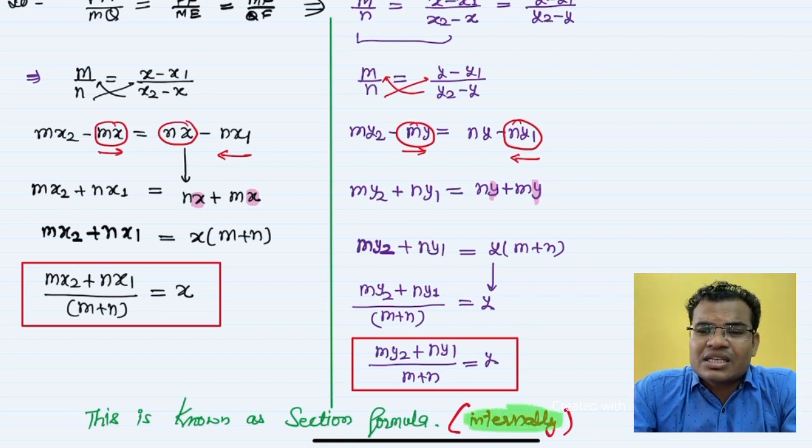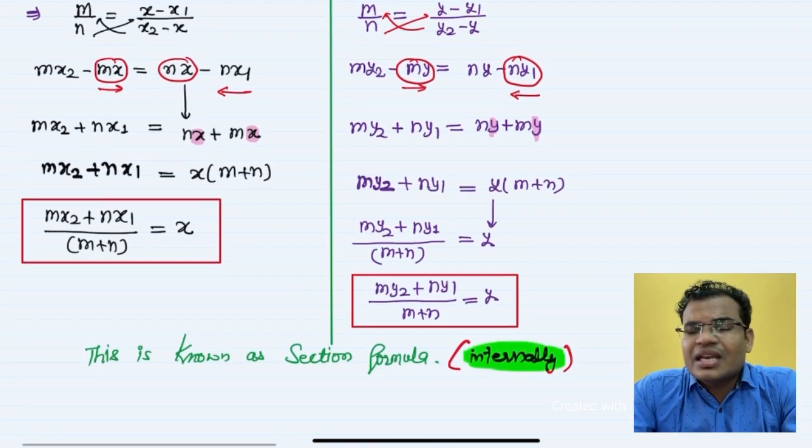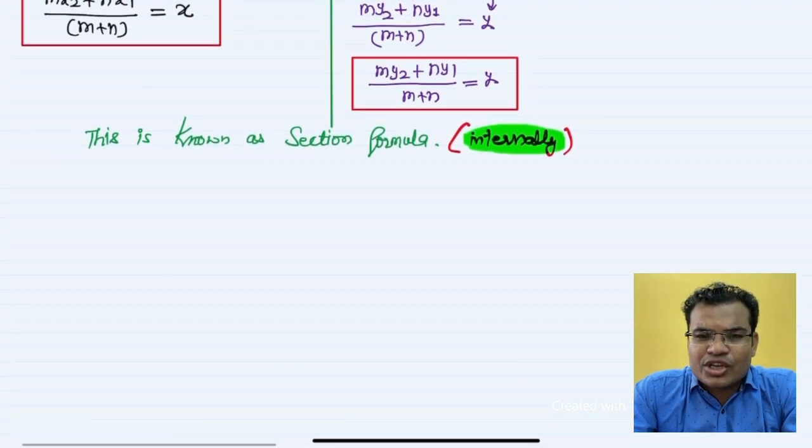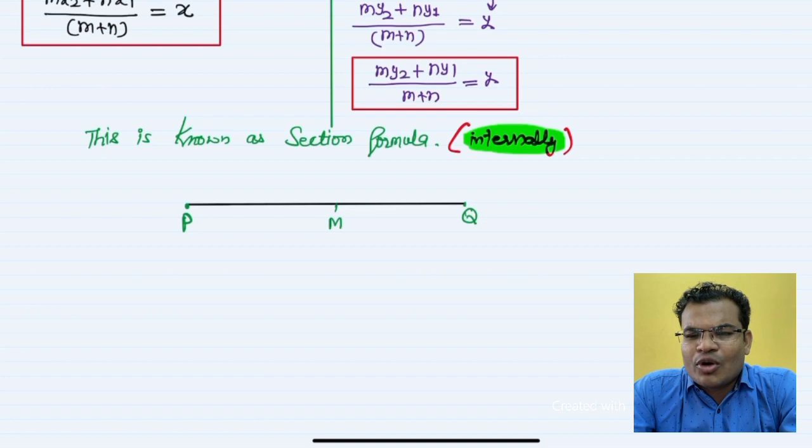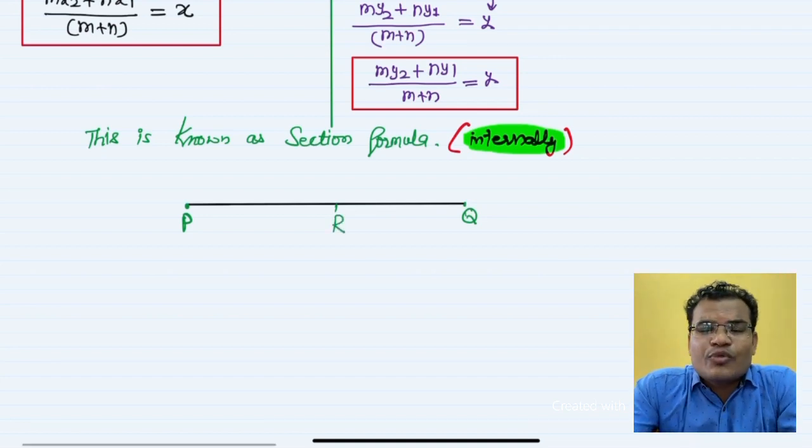In the 10th class it is only internal. In the 11th and 12th class you will get the ratio divided by a point externally also. So I'll give the formula for the sake of your knowledge. When you have internal division, there is a particular formula. P and Q are the points, M is any point whose coordinates we are finding. So by the section formula we are finding the coordinates of the point, right?